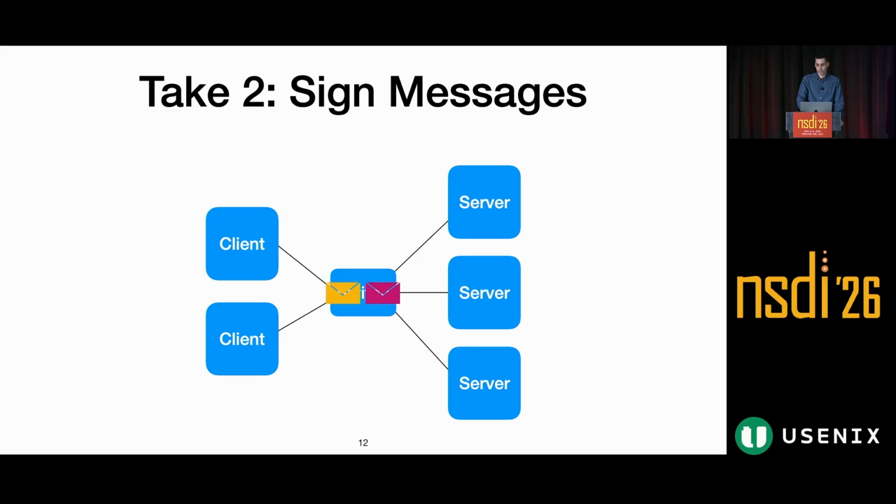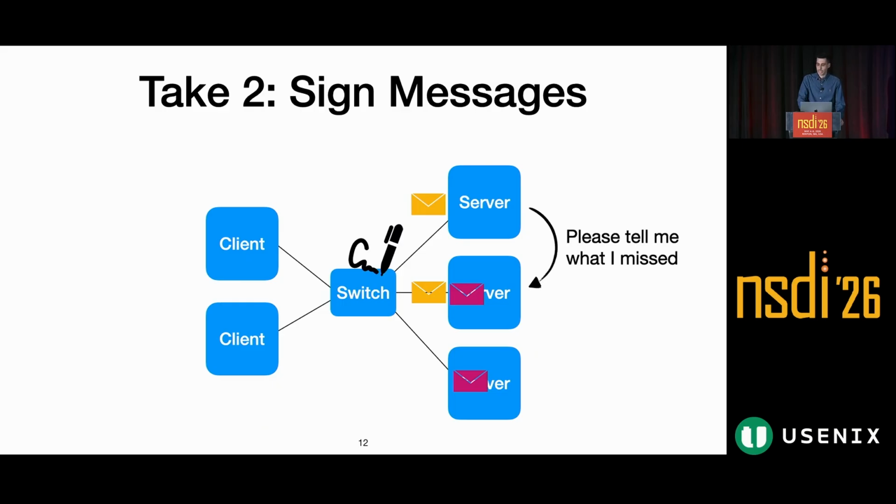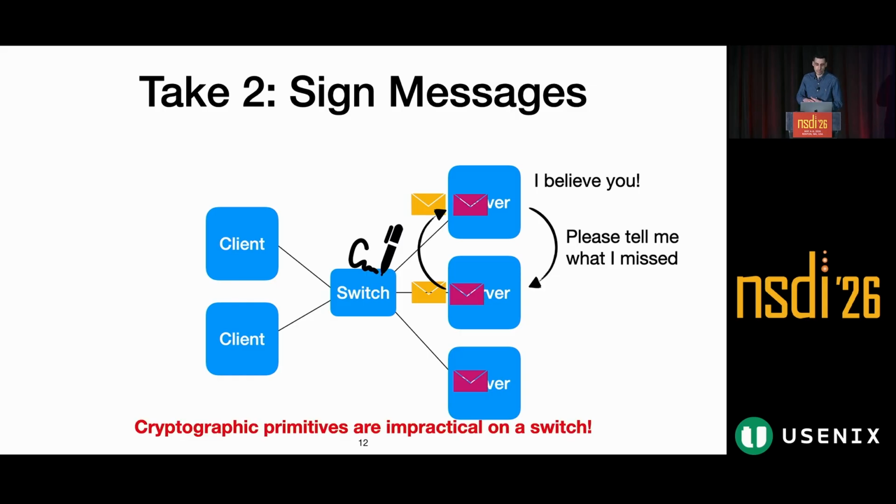Another approach may be to have the switch sign messages. So instead of the switch retransmitting them when they are lost in the network, a server may ask another server to recover a message, and by using the signature, it can verify the authenticity of that message. However, a switch is not only memory limited, but it's also compute limited, and having the switch sign messages is impractical.